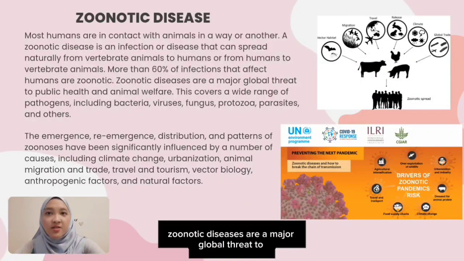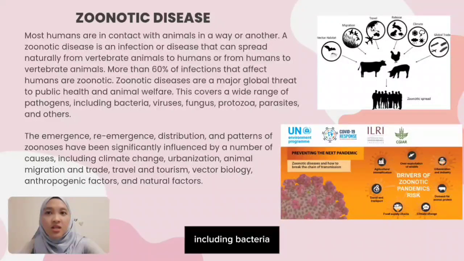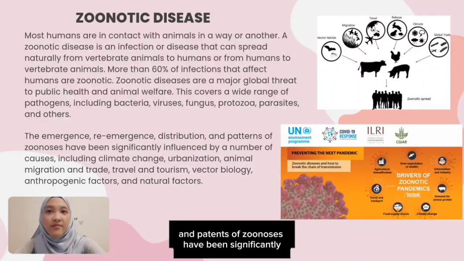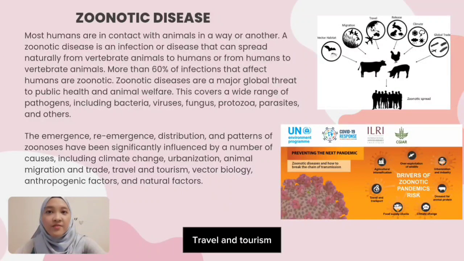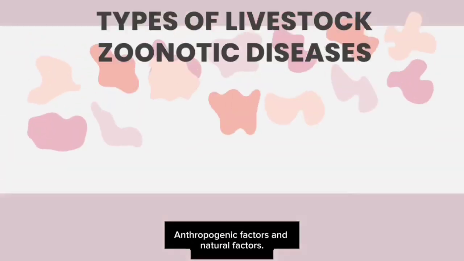Zoonotic diseases are a major global threat to public health and animal welfare. This covers a wide range of pathogens, including bacteria, viruses, fungus, protozoa, parasites, and others. The emergence, re-emergence, distribution, and patterns of zoonoses have been significantly influenced by a number of causes, including climate change, urbanization, animal migration and trade, travel and tourism, vector biology, anthropogenic factors, and natural factors.